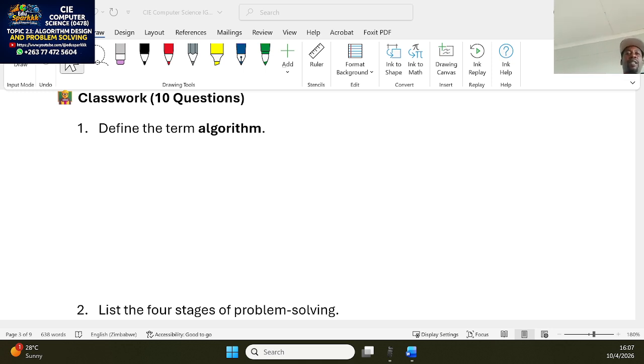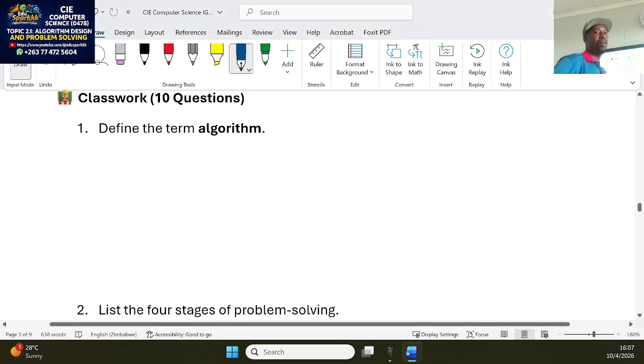Right, welcome back, folks. This time around, we want to tackle about 10 problems which relate to problem solving and algorithm design. So the first question that we have here is we're interested in defining the term algorithm.